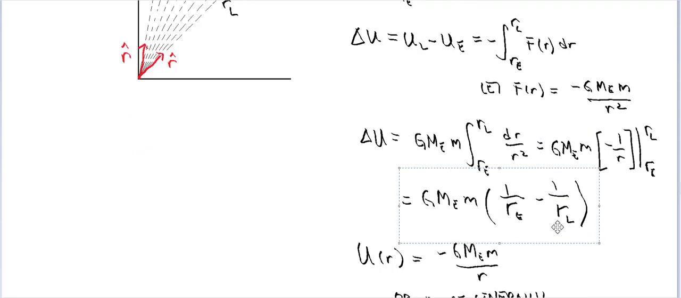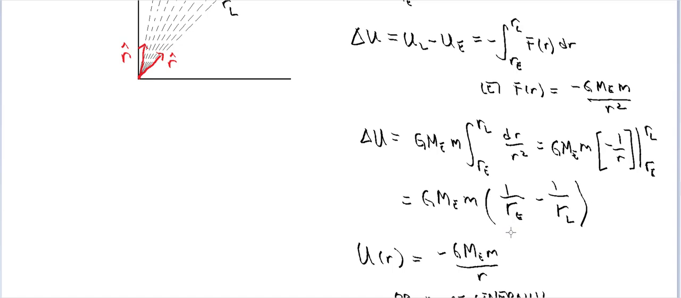Now, if you plug in r_L and r_E for r, you get the change in potential energy is just going to be the universal gravitational constant G, 6.67 times 10 to the minus 11 newton meter squared over kilogram squared, times the mass of the Earth, 5.98 times 10 to the 24 kilograms, times the mass of, again, whatever particle we're carrying from point A to point B, times the quantity of 1 over the earlier radius minus 1 over the later radius.